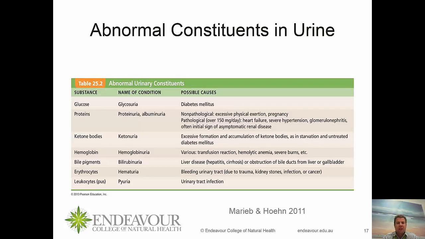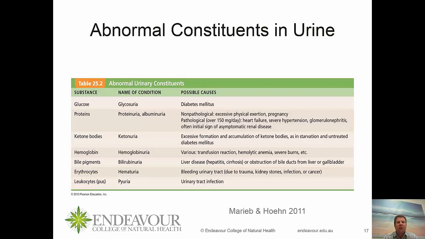Some particular things you can have in your urine are things like hemoglobin, where hemoglobin shouldn't be in your urine. If it does, there's something wrong with the breakdown of your red blood cells. Bile pigments can be appearing in your urine, and that's really a symptom of liver disease.